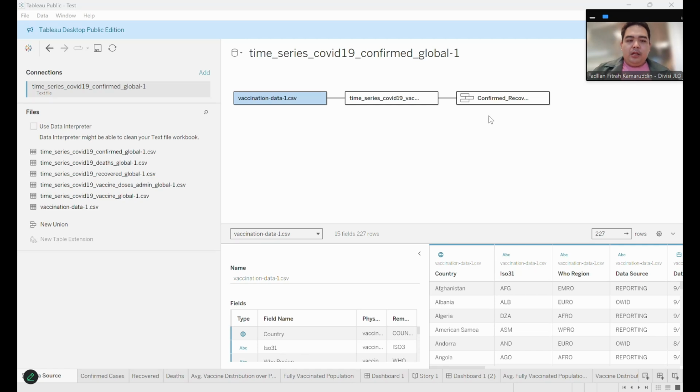We're from MN2 Group 10. Now we are going to show our Tableau for A2.